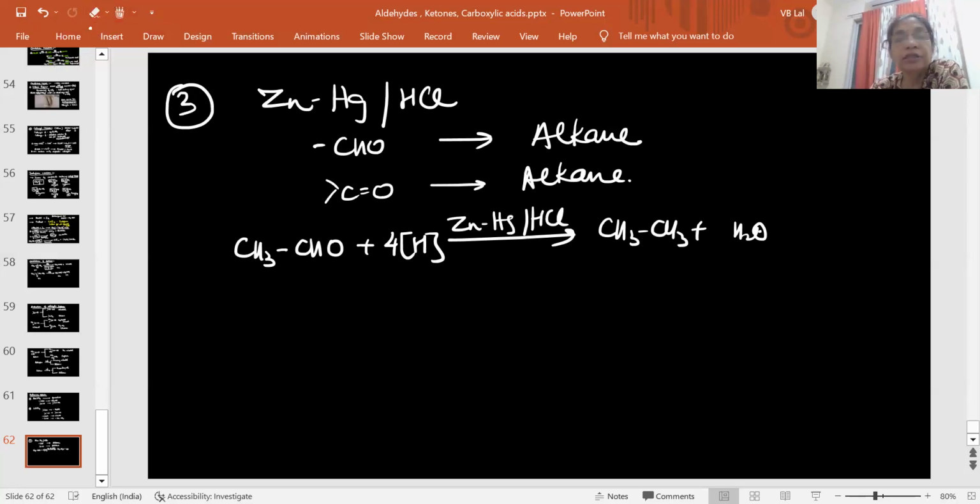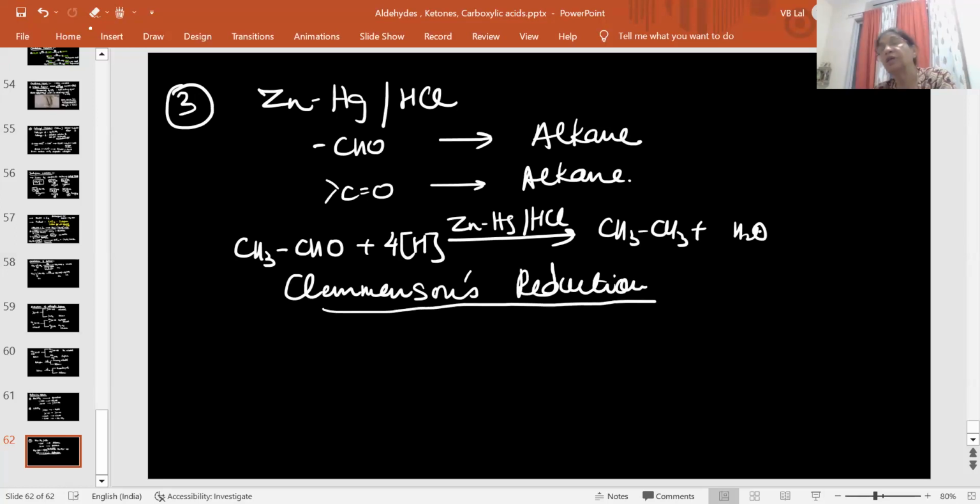Now this reaction is important because it has a name. It is known as Clemmensen's reduction. What is the importance of Clemmensen's reduction? What are the important features? First, it converts aldehydes and ketones into alkanes. And secondly, it works in which medium? Acidic medium.